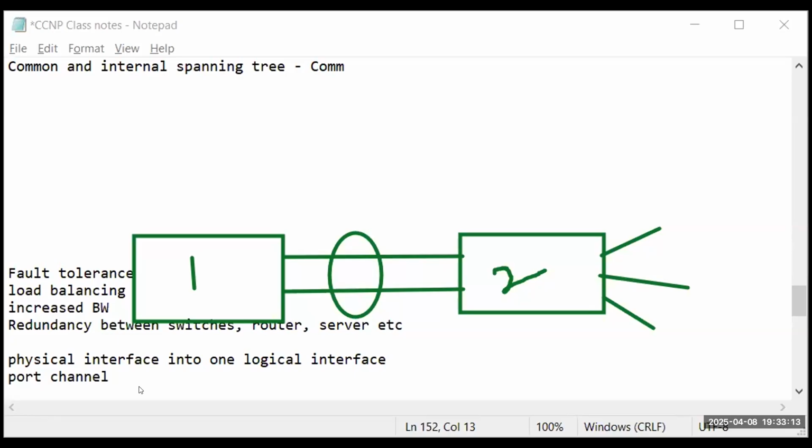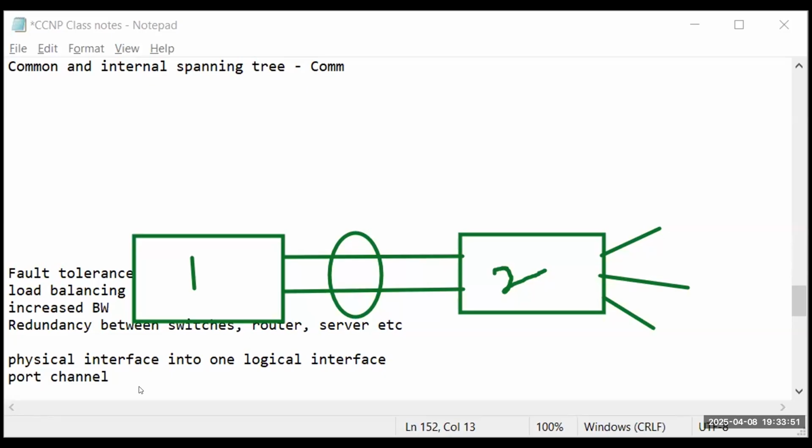So when we bundle the interfaces on the switch, we should not mix up the interface types. If we are going to bundle Fast Ethernet, it belongs to Fast Ethernet ports only, 100 Mbps ports. We cannot bundle Fast Ethernet and Gigabit Ethernet, because there's a speed difference, so that cannot be bundled within a single EtherChannel or port channel. It should be either Gigabit or Fast Ethernet. Same interface types should be bundled.